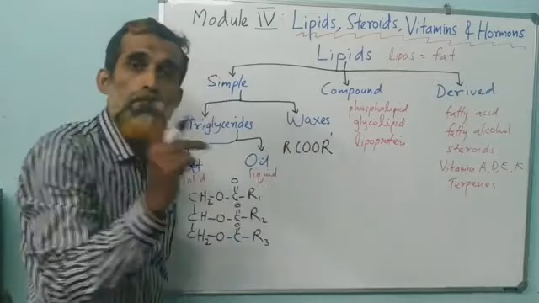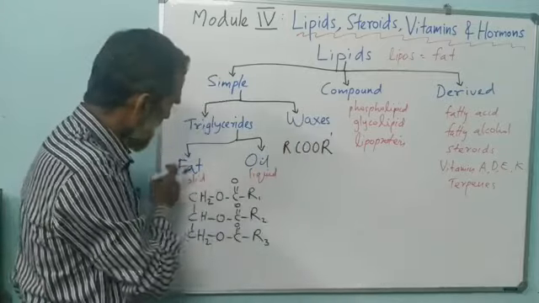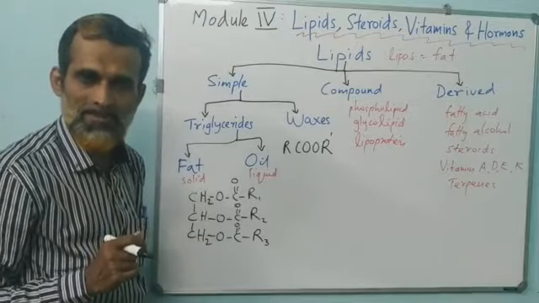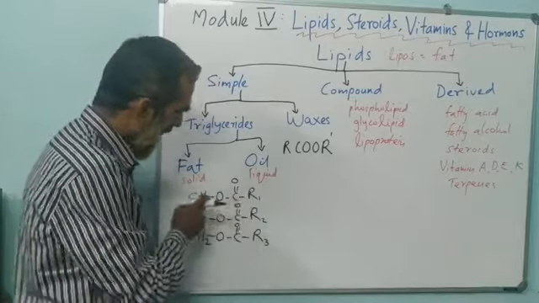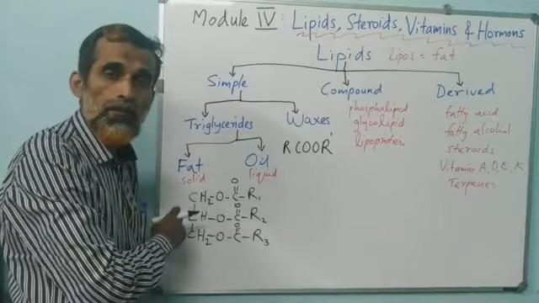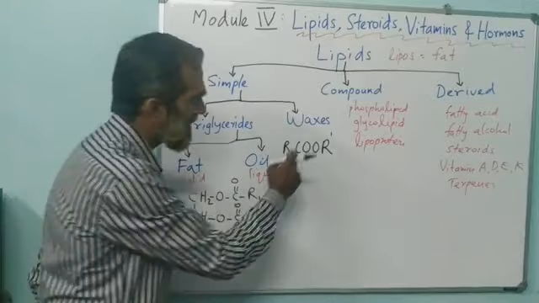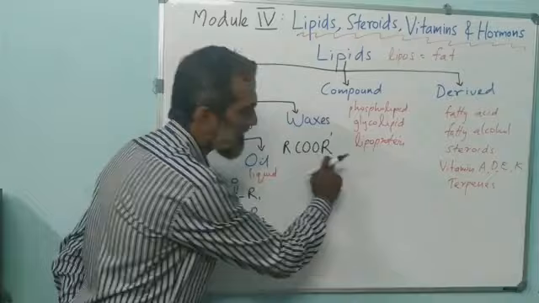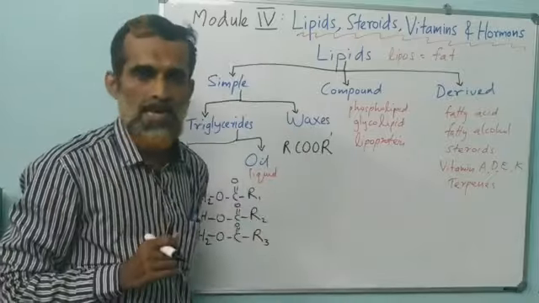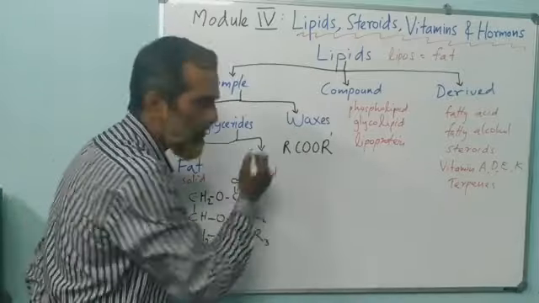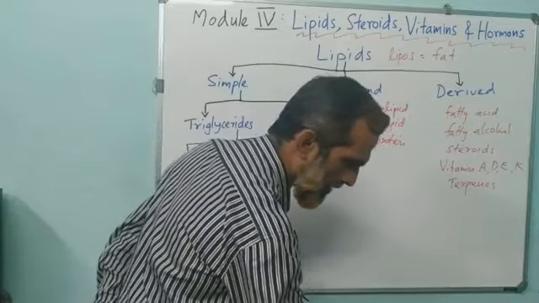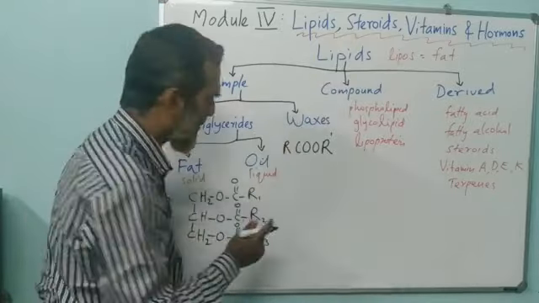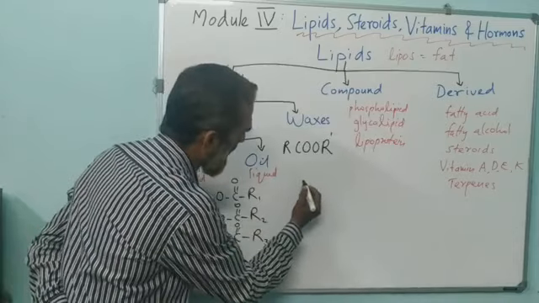So wax is a monoester, whereas this is a triester. That's the difference. And number 2 is that the alcohol part here is glycerol, whereas the alcohol part here is a fatty alcohol.